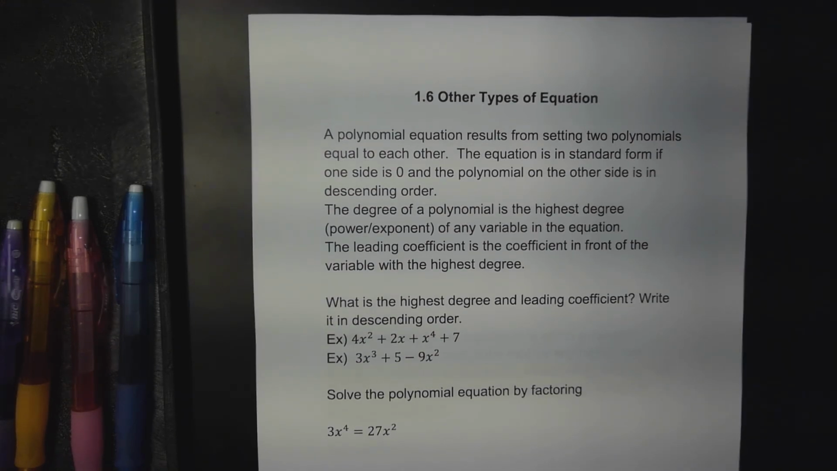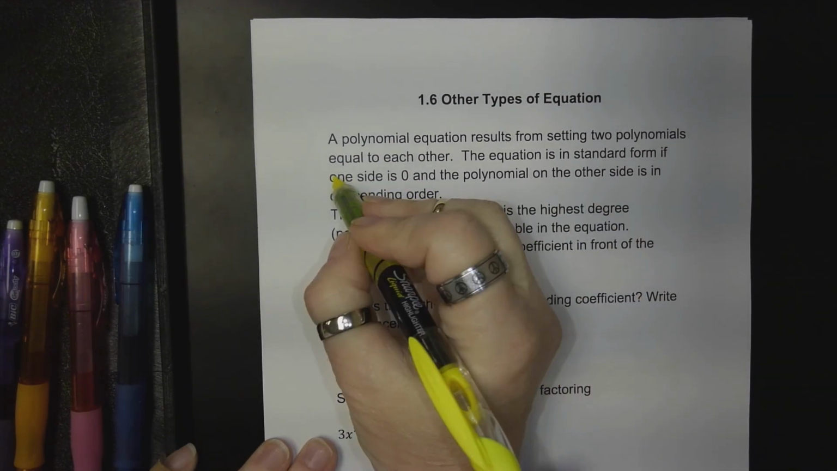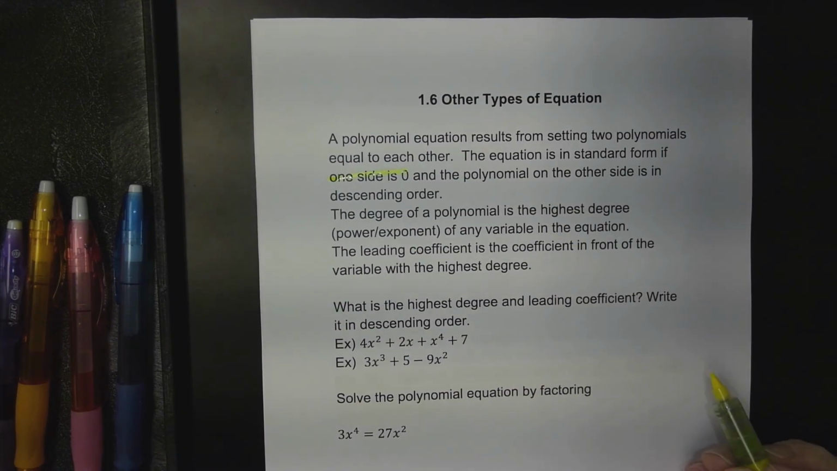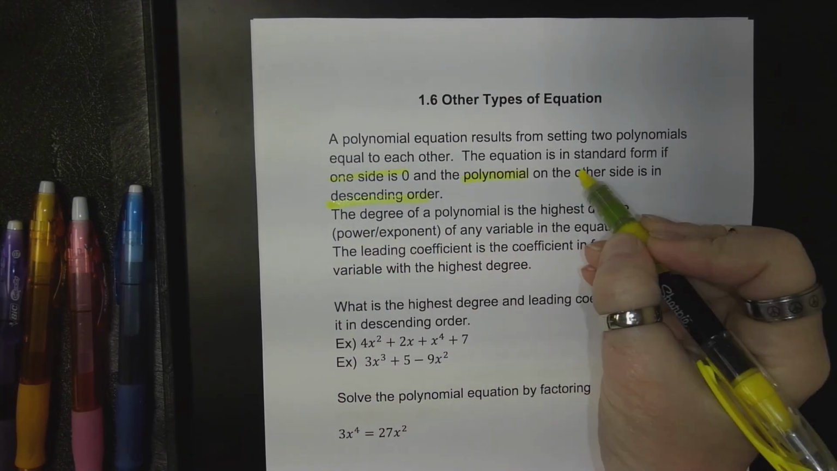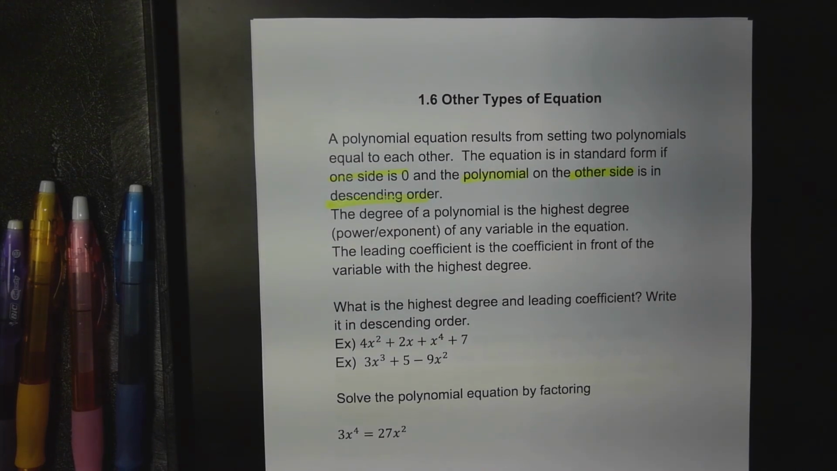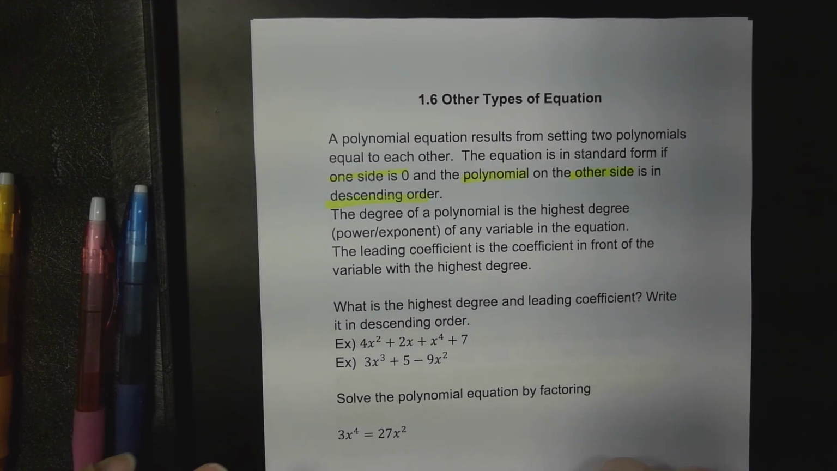Okay guys, today we're going to do 1.6, other types of equations. So a polynomial equation results from setting two polynomials equal to each other. The equation is in standard form if one side is 0 and the polynomial on the other side is in descending order. So we want the polynomial on the other side to be in descending order.